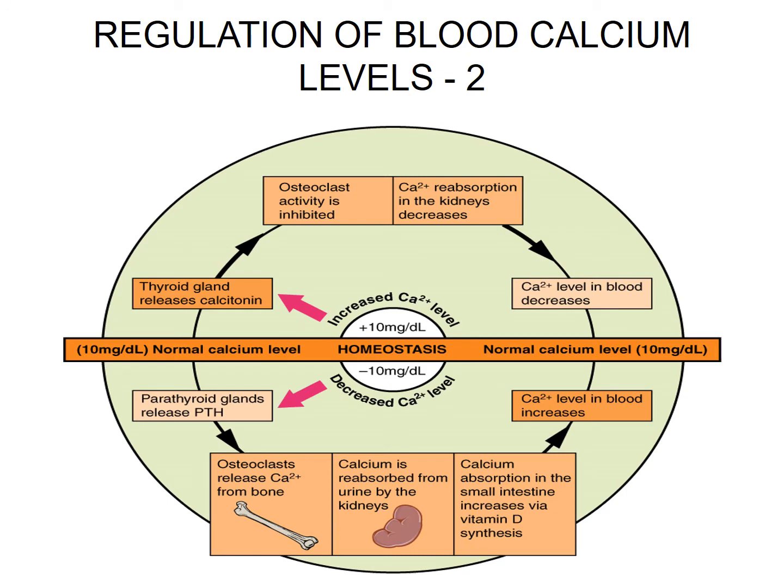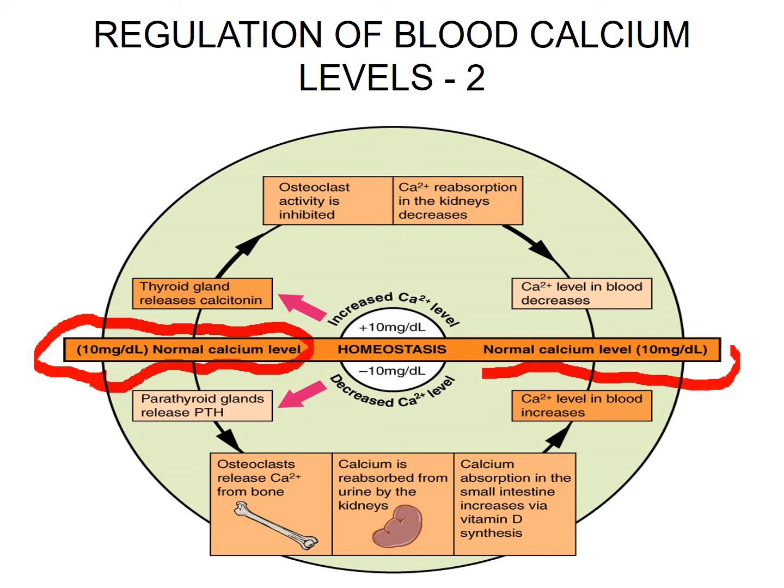So great picture for you visual learners to kind of bring this all together. What I want to take your attention to first is the very middle. Remember, this is a negative feedback loop or a negative feedback mechanism, and the whole purpose of that is to maintain homeostasis. If something gets too high, we need to lower it. If something gets too low, we need to raise it, right?